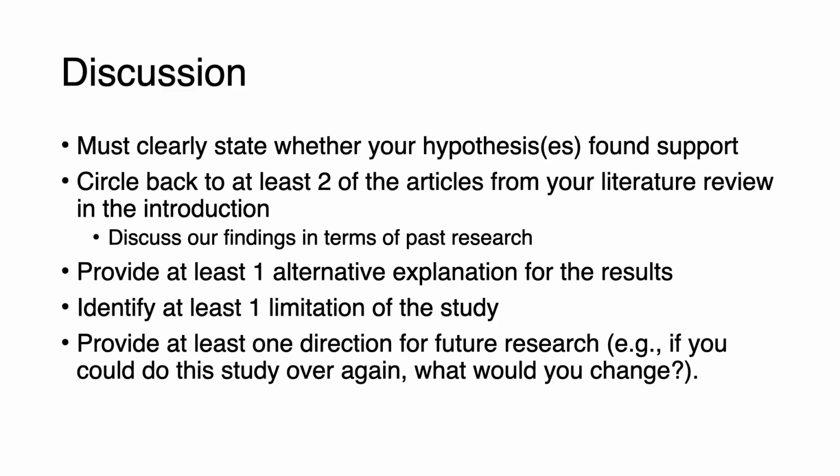So I do talk about alternative explanations in one of my lecture videos. I highly recommend you watch that video before trying to write your alternative explanation section on this. Identify at least one limitation. So do you feel there's any confounding variables? If you were to do this study, what would you do differently? And then provide at least one direction for future research.